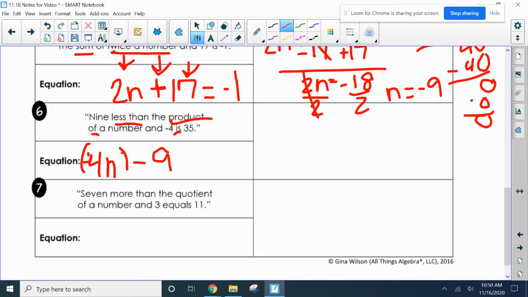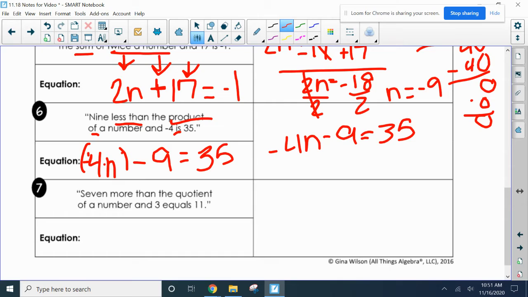You don't need the parentheses because we know multiplication comes before. But just so, and we know that number next to a variable implies multiplication, but either way. So -4n, because that implies multiplication, minus 9 is 35. Then we can go ahead and solve it. Again, we know two-step equations, we work our order of operations backwards.